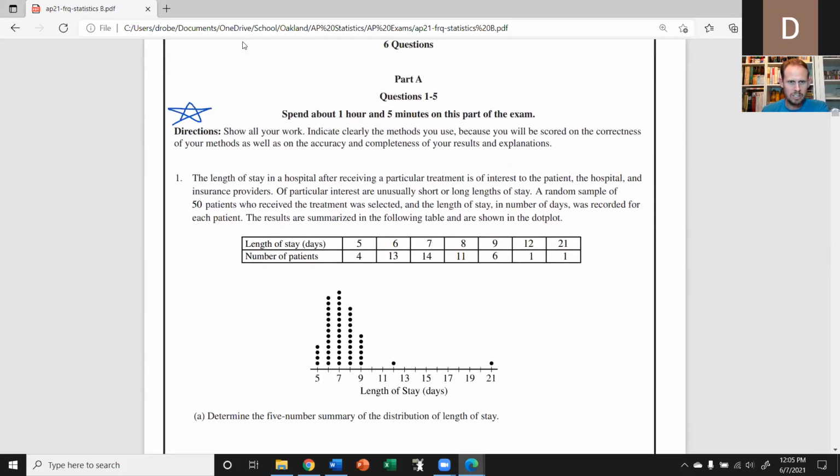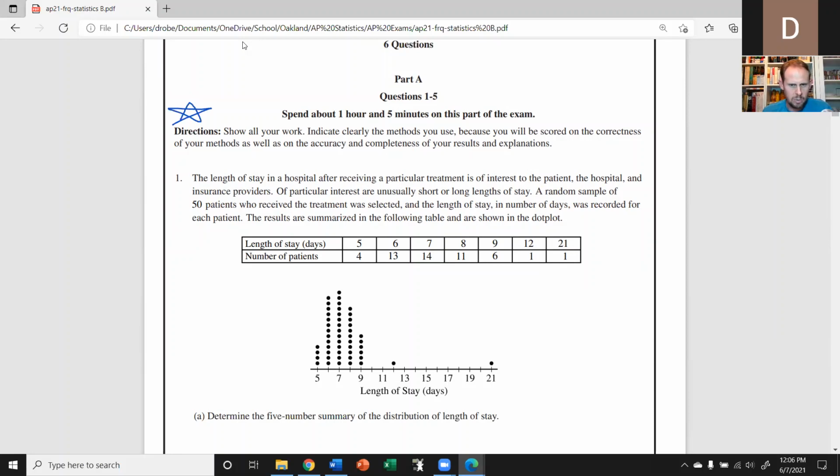All right, so our first question here. The length of stay in a hospital after receiving a particular treatment is of interest to the patient, the hospital, and insurance providers. Of particular interest are unusually short or long lengths of stay. A random sample of 50 patients who received the treatment was selected, and the length of stay in number of days was recorded for each patient. The results are summarized in the following table and are shown in the dot plot.